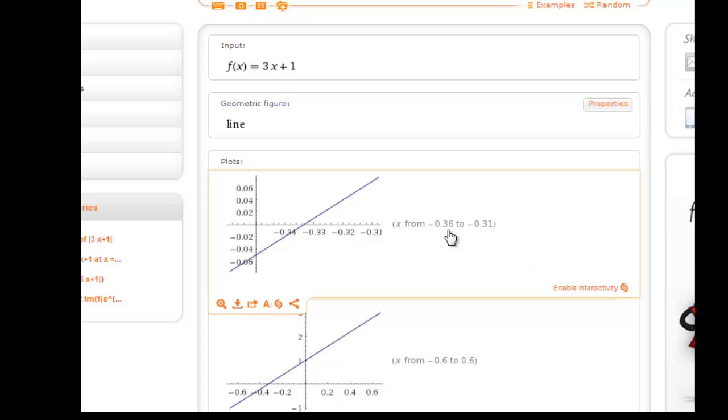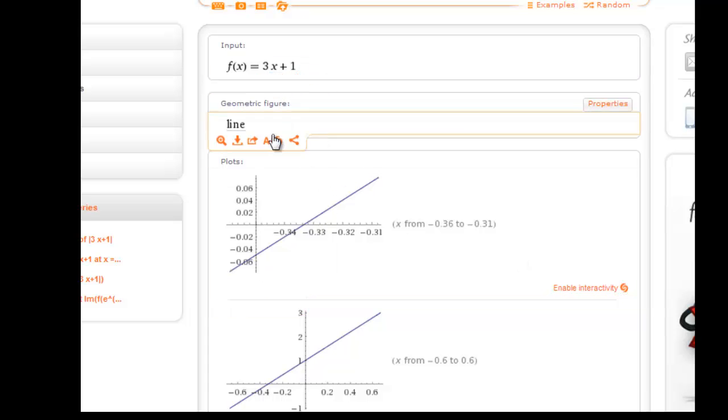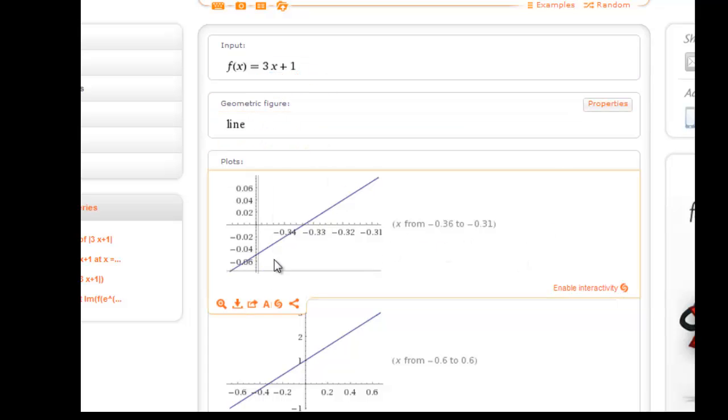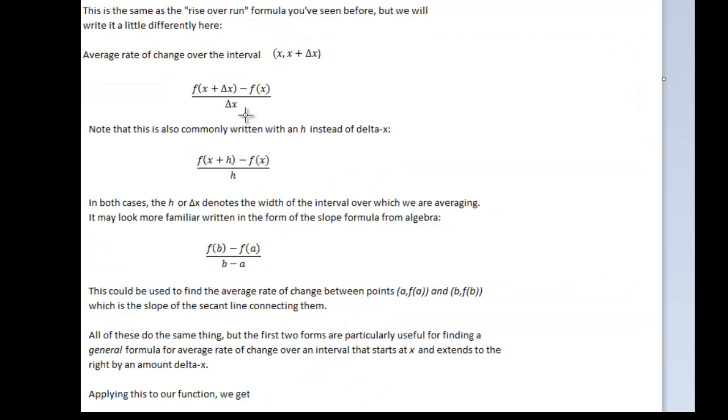It shouldn't be a surprise that f of x equals 3x plus 1 is a line, and that its graph looks like a line. From what we know about lines is that they have constant slope. So whenever we use the difference quotient formula on this, we should expect to find that the formula is going to tell us that this function always has the same slope. Here's the formula using the delta x notation.